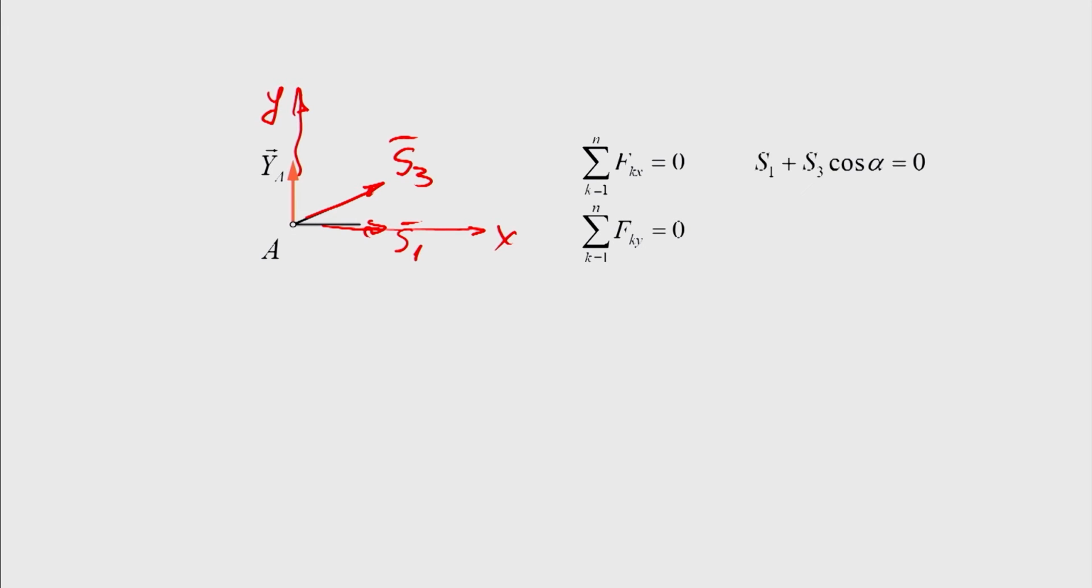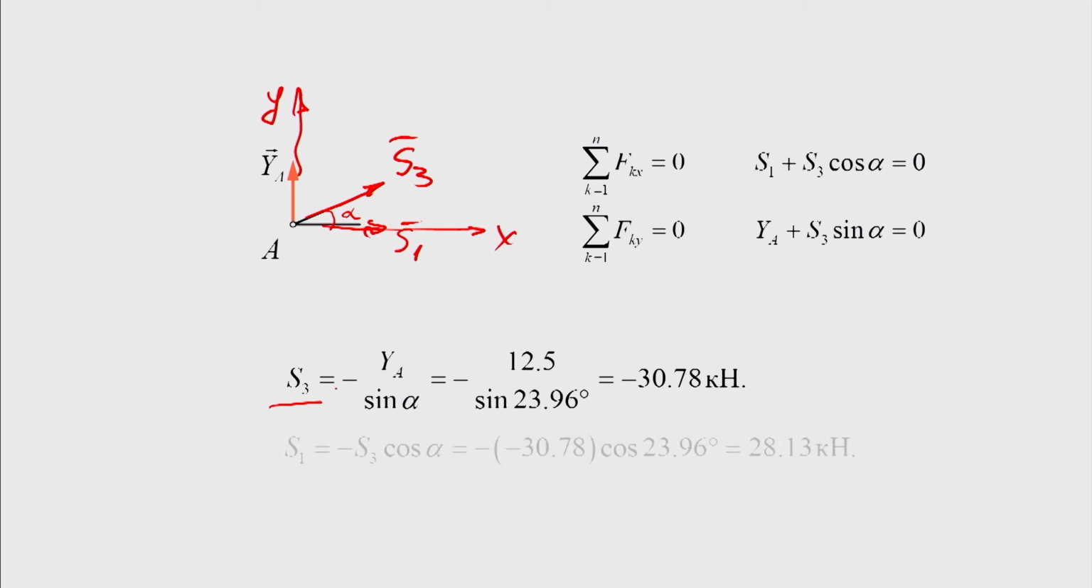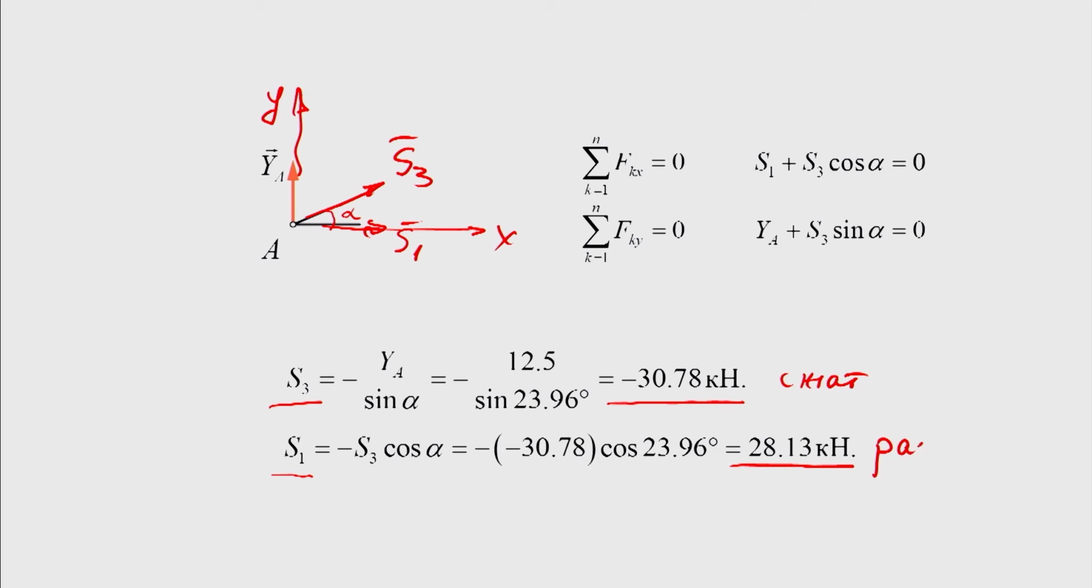The projections of the force S3 are found with the use of the angle alpha determined previously. Solving the resulted system of equations, we find the values of the forces S3 and S1. The value of the force S3 has turned out to be negative, which means that the bar S3 is not under tension as we have previously assumed. The force in the bar S1 has turned out to be positive, which means that the bar is under tension.